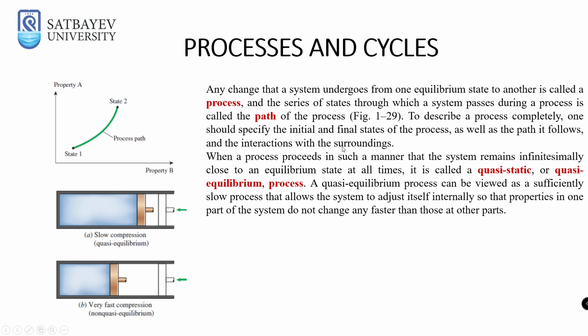Any change that the system undergoes from one equilibrium state to another is called a process. And the series of states through which a system passes during a process is called the path of the process, which is pretty simple to understand.